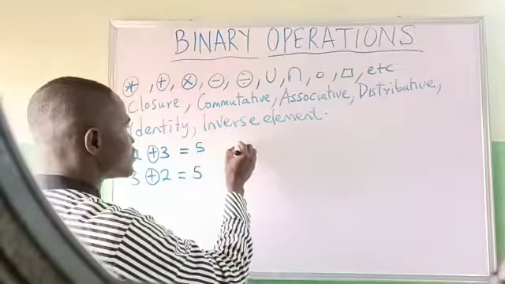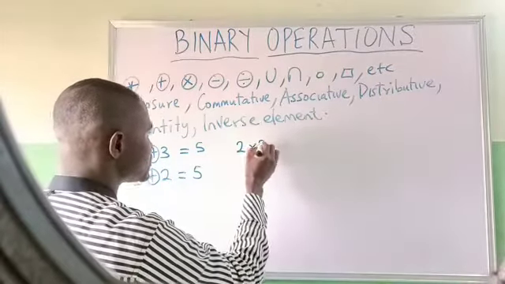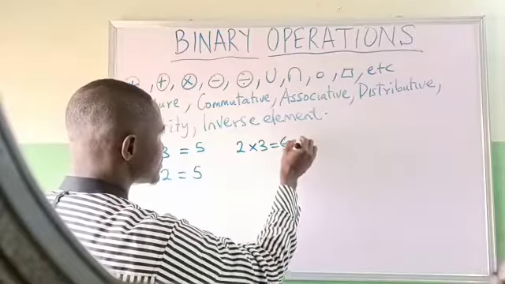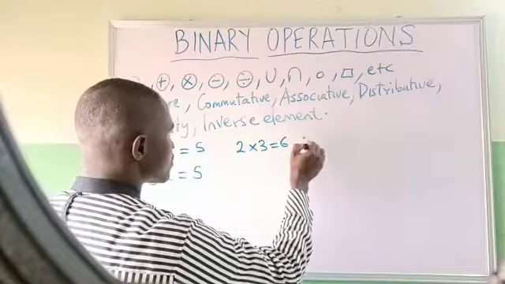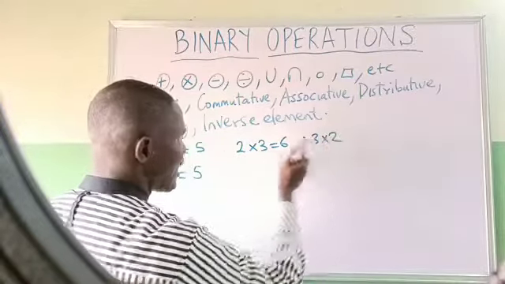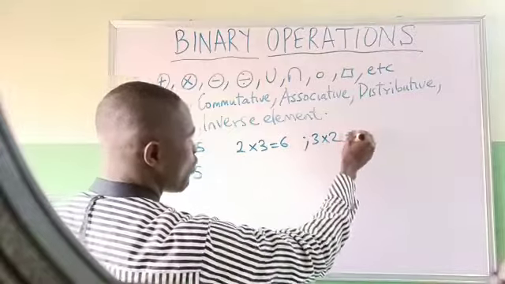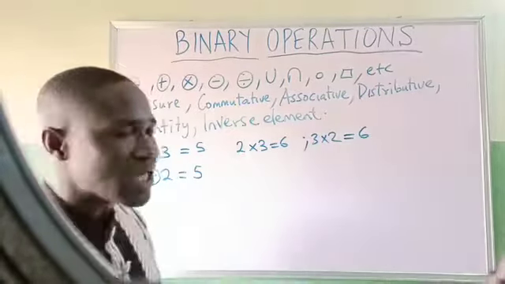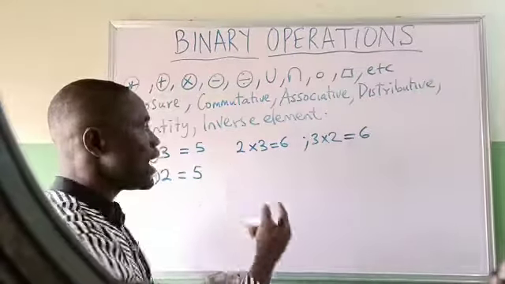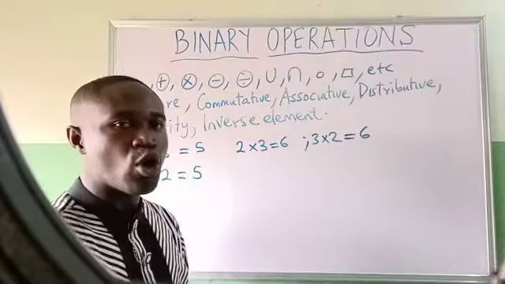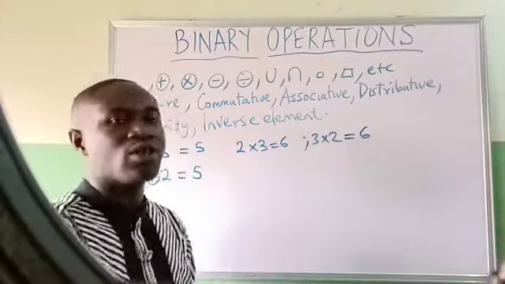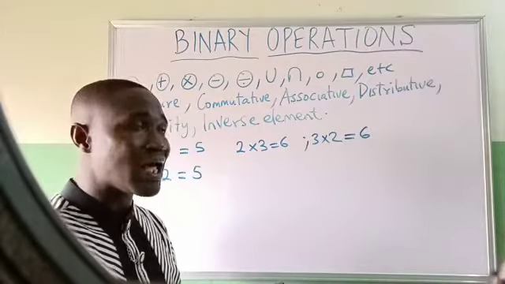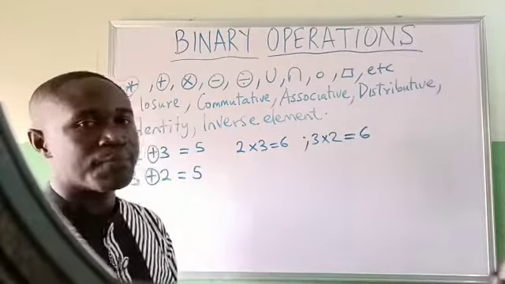Now let's check again. 2 times 3. What will it give me? 6. 3 times 2. I interchange and I multiply. What will it give me? 6. Did they give me the same answer? Yes. 2 and 3 are said to be commutative under the operation times.